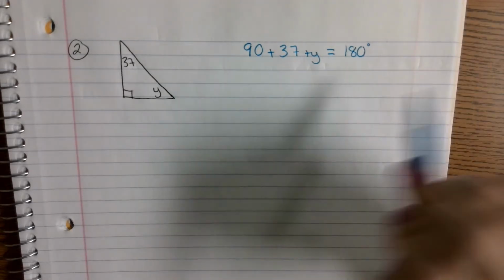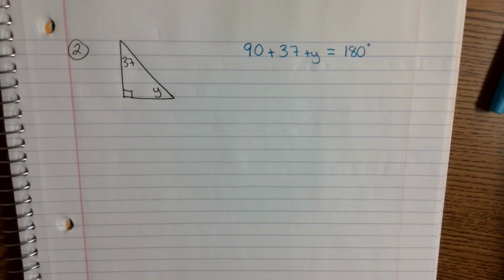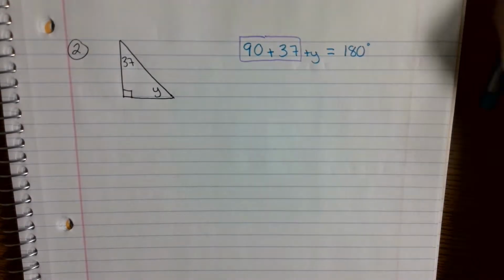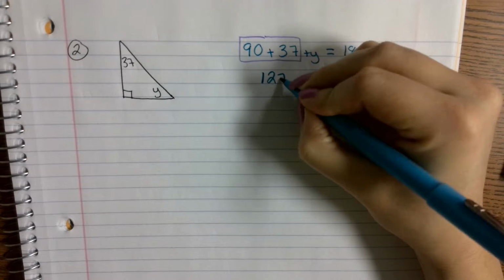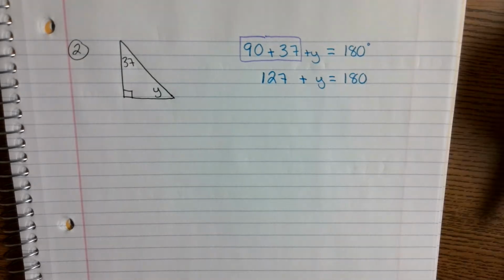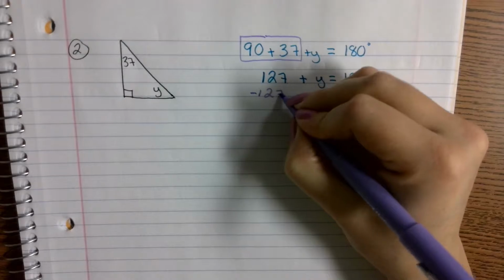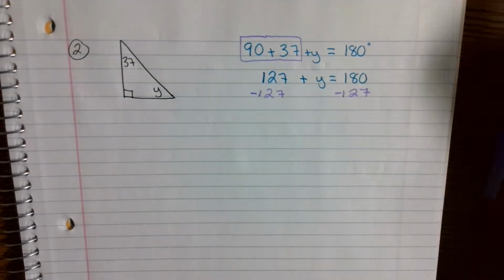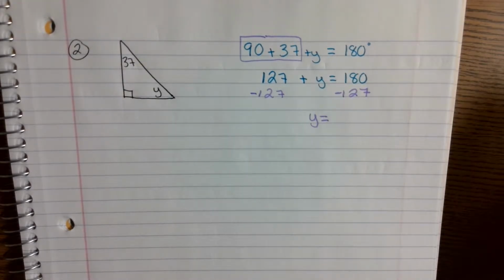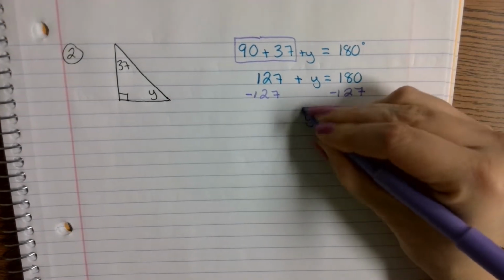All right, now having that as a setup, let's go ahead and simplify what we can. So we can go ahead and combine the 90 and the 37 together. What's 90 and 37, guys? 127. Very good. So if 127 plus y is equal to 180, then what do we do? Good. Subtract the 127 from both sides, and y is going to wind up equaling what? 53. Good. So y is 53 degrees.